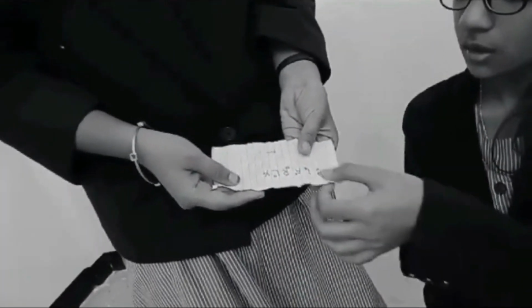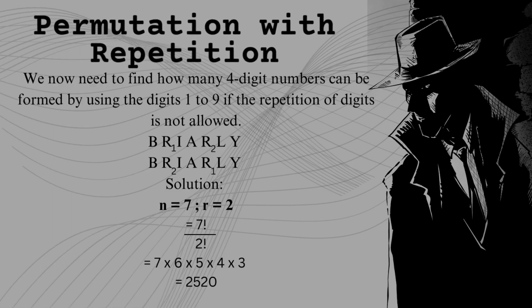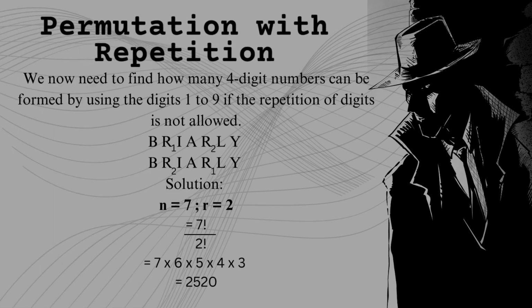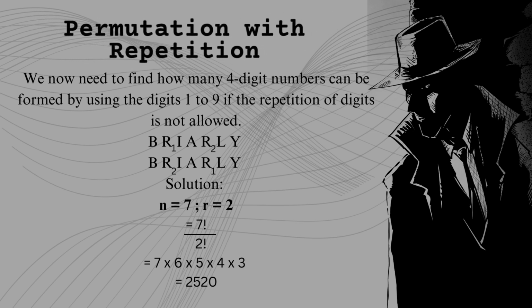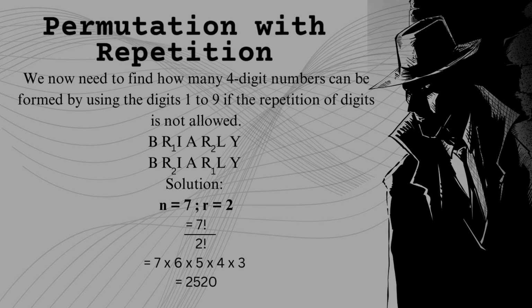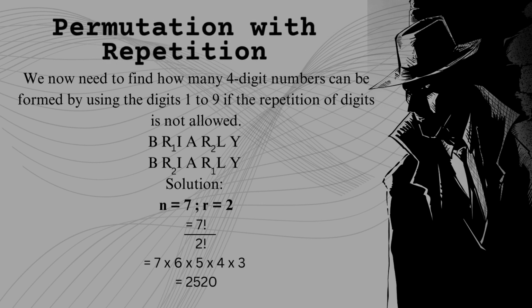There's a bunch of letters arranged randomly. What would they mean? Maybe if we try rearranging the letters. The detectives will again apply permutations. But in this case, in the letters BRIARLY, we can see that the total number of letters is 7 and the letter R is repeated twice. Due to this, the method to find the permutations will differ.